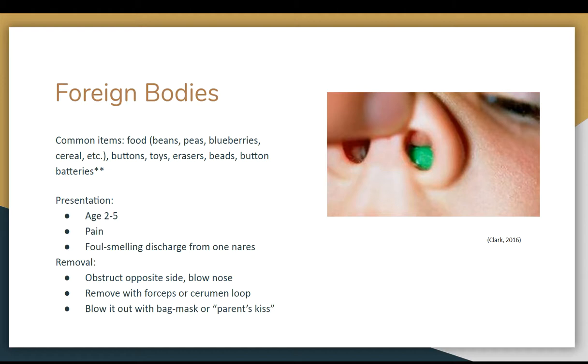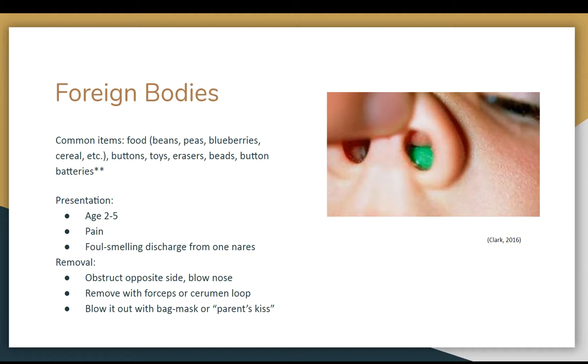There are some tricks for removal, and I posted a video about how to get things out of noses. The easiest way, if you have a kid who can cooperate, is to have them hold the clear nostril closed and then blow their nose. A lot of kids won't cooperate with this. The forceps and cerumen loops can be really scary to kids.